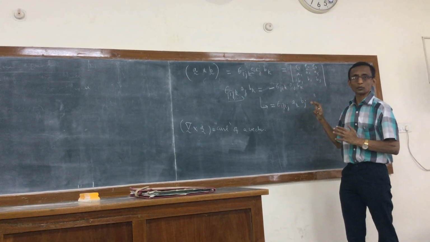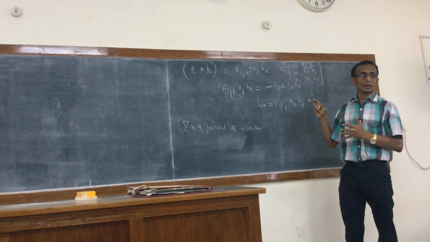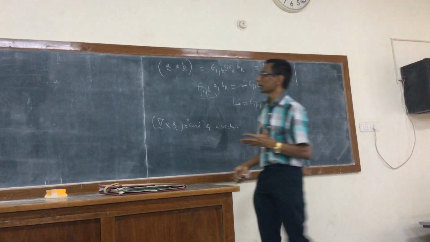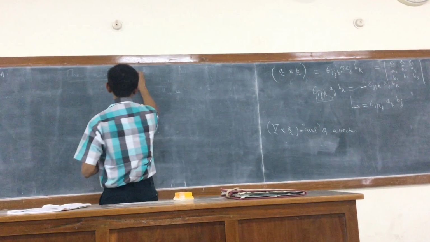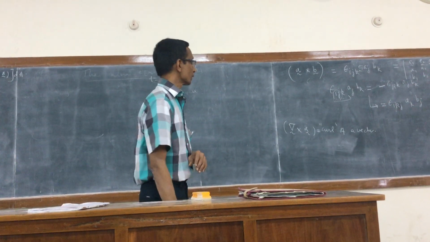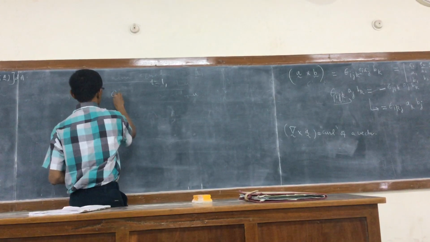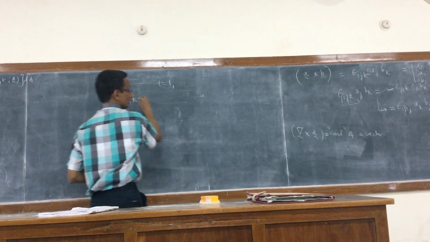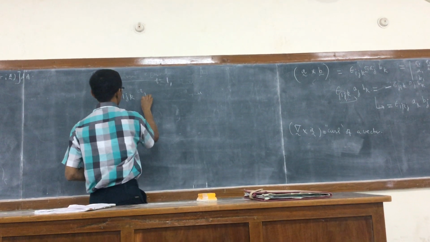Now, the best way to verify this is simply to apply this. Let us say I take i equal to 1. I fix i equal to 1. Right? So it would be epsilon_1jk. This is the first term I am looking at.